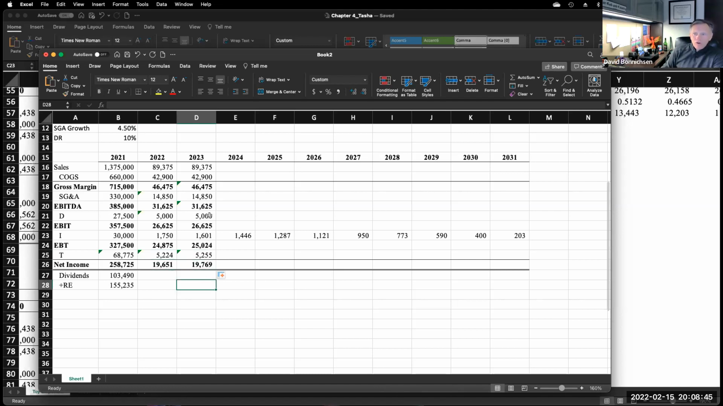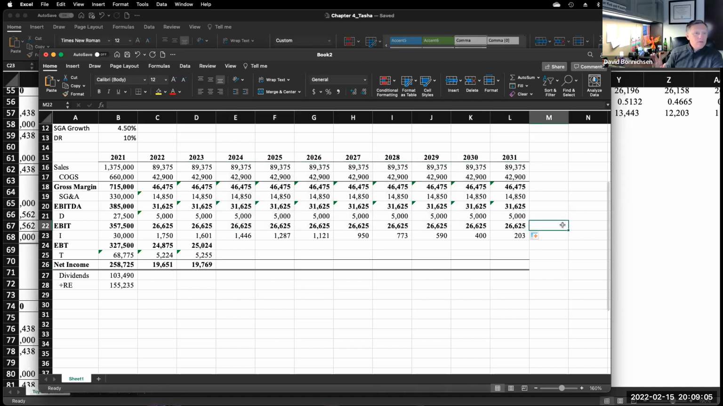Okay, so when you get down to EBIT, everything through EBIT at this point is going to be the same number. And you've referenced the year prior in your formulas. So now all you have to do is just drag it. And you're done. You've just done 10 years in 2 seconds.